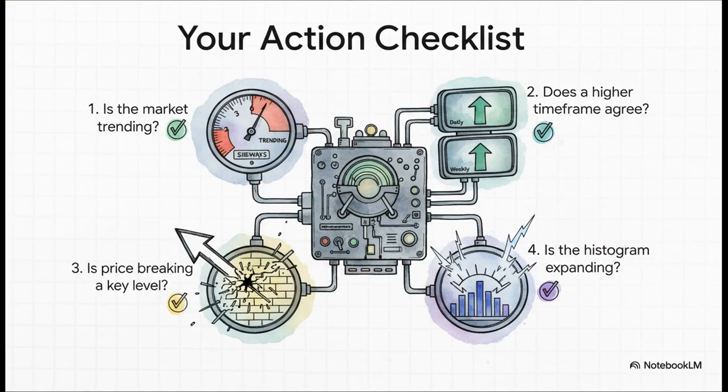So this becomes a super practical checklist. Before you even think about taking a trade, you ask yourself these questions. Is the market actually trending? Does the weekly chart agree with what I'm seeing on the daily? Is the price breaking a key level? And is that histogram expanding, showing me that momentum is on my side? If you can't say yes to these, the odds just aren't in your favor.